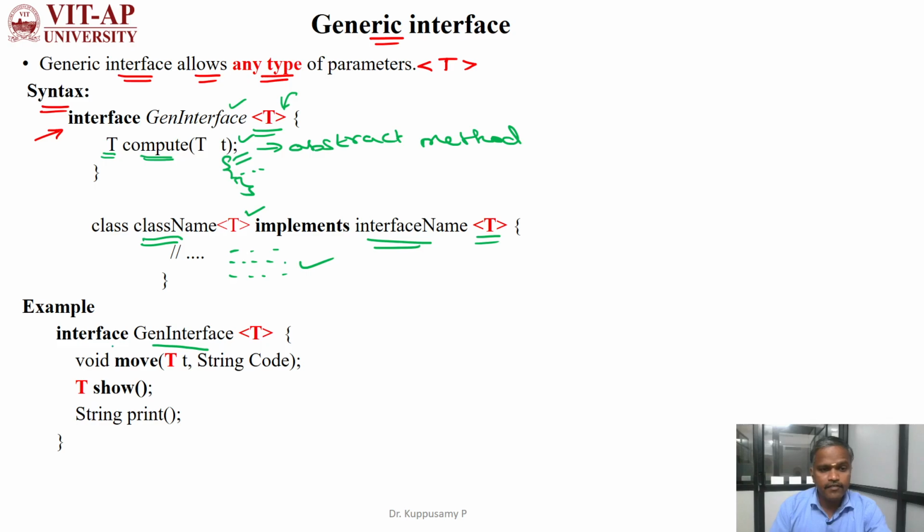GenInterface is the interface name, interface is the keyword, and the type variable is represented with angle brackets. Using that, we define the method, ending with a semicolon. That means it is equivalent to an abstract method, which does not have a body. Another method, show, returns the type variable we have used, and it also has no body. The third method, print, is a specific data type method, String. We cannot use any data type here; it will use only the specific data type String.